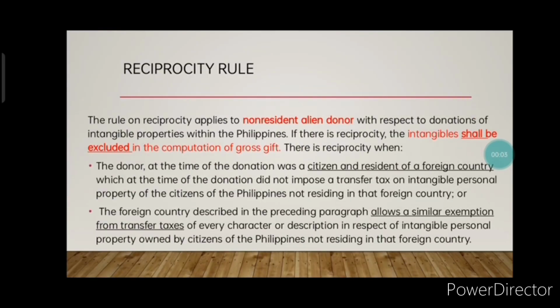So when we say reciprocity rule, it applies to a non-resident alien donor with respect to donations of intangible properties within the Philippines. So those intangible properties are like shares from the company. So there is a reciprocity when the donor at the time of the donation was a citizen and a resident of a foreign country, which at the time of the donation did not impose a transfer tax or allows similar exemptions from transfer taxes. So when the donation is from the citizen and a resident of a foreign country, they are excluded in the computation of the gross gifts.